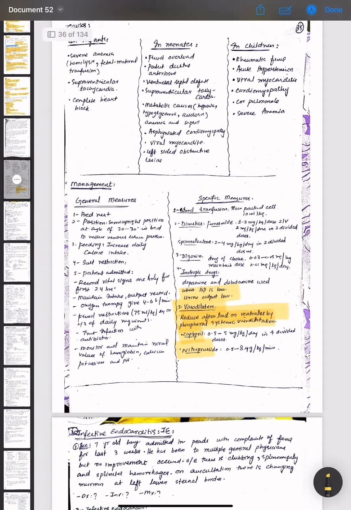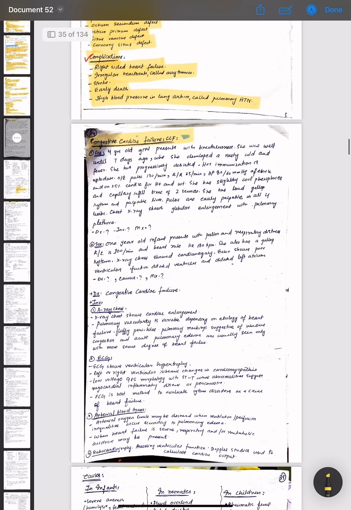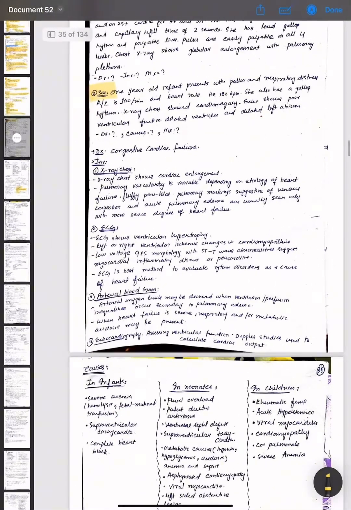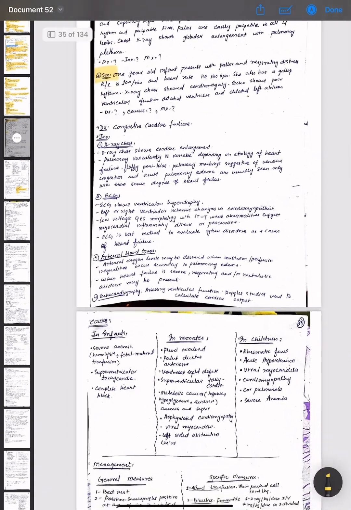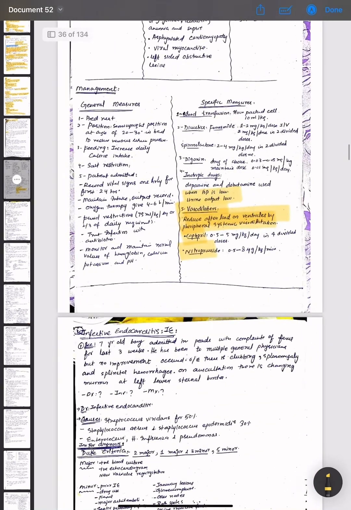So we have discussed congestive cardiac failure, and the scenario, and what the diagnostic points are: cardiomegaly and gallop rhythm. Then the investigation options, which are X-ray chest, ECG, and arterial blood gases. Then we have discussed the causes, in infants, in neonates, and in children. Then we have discussed the management options, which are general measures and specific measures.